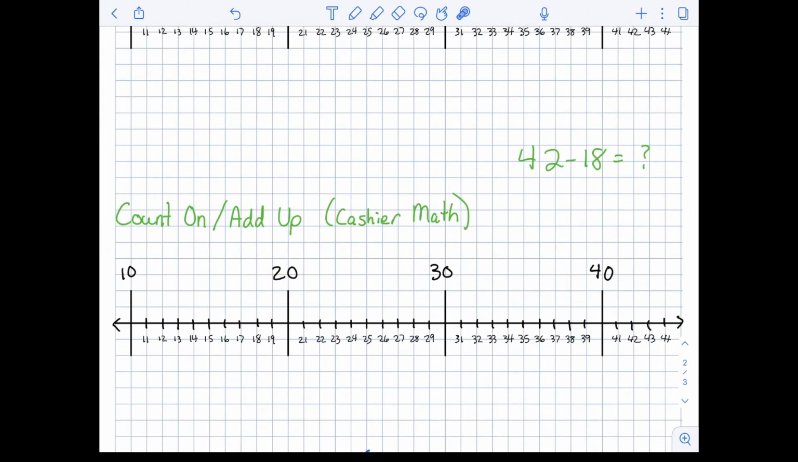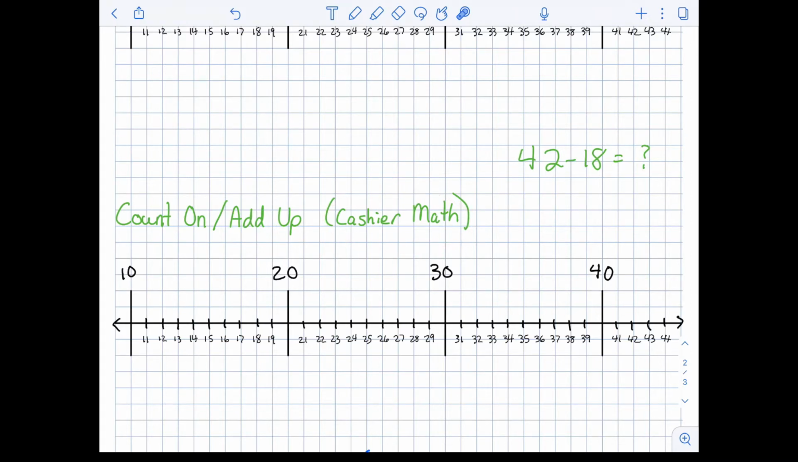While our first method was counting back, our second method is counting on. We might call this an add-up method. And I think about this as cashier math. When I was a kid and people dealt more with cash as opposed to debit or credit cards, cashiers would talk like this as they made change.